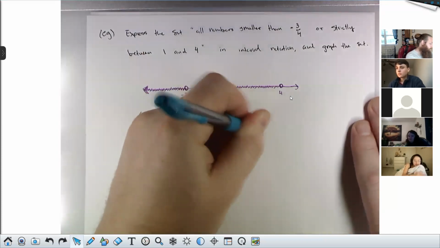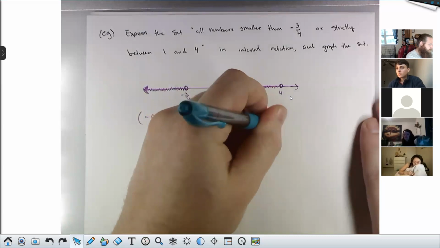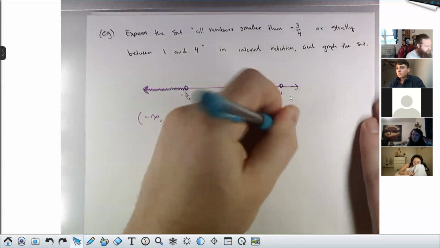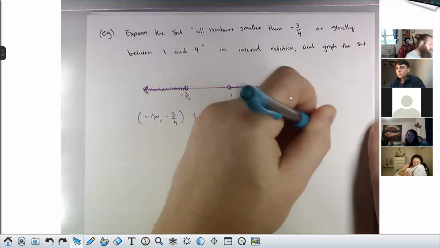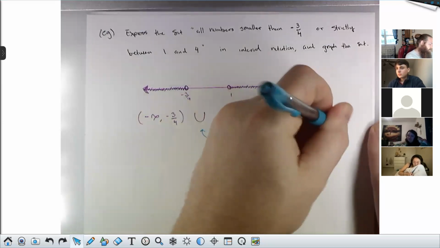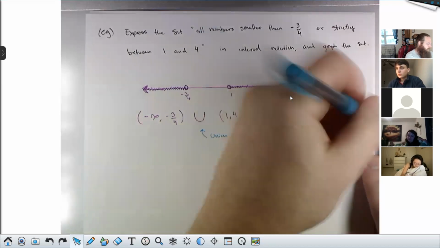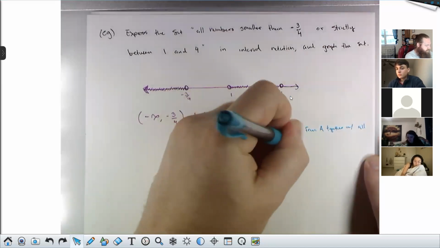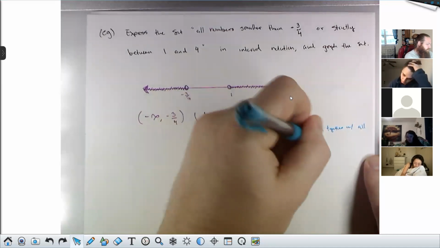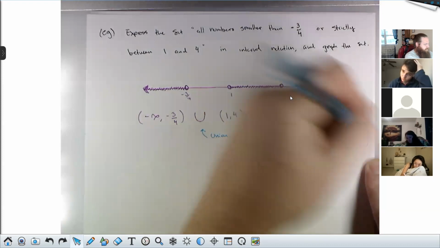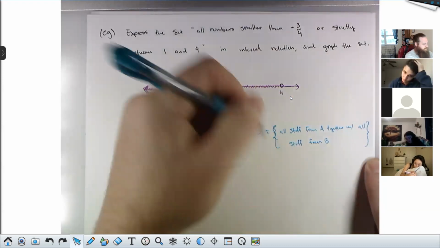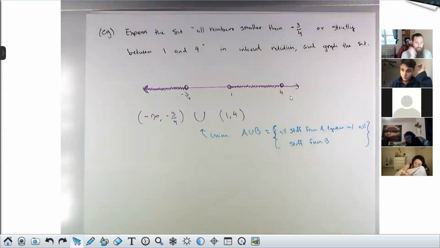If A and B are both sets, then A union B is all the stuff from A together with all the stuff from B. So, okay.